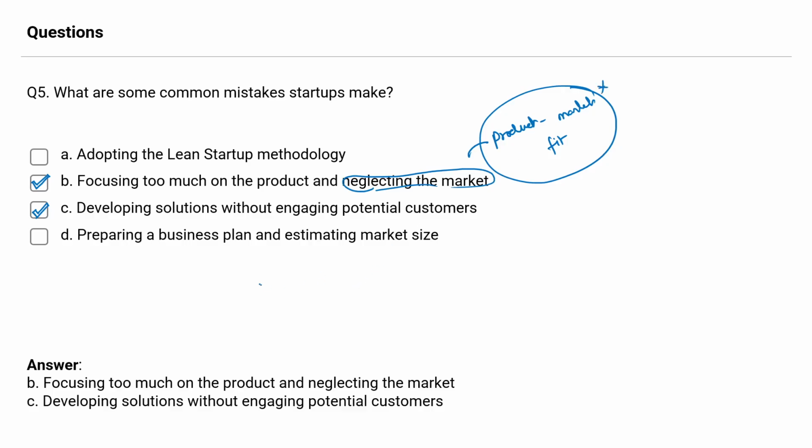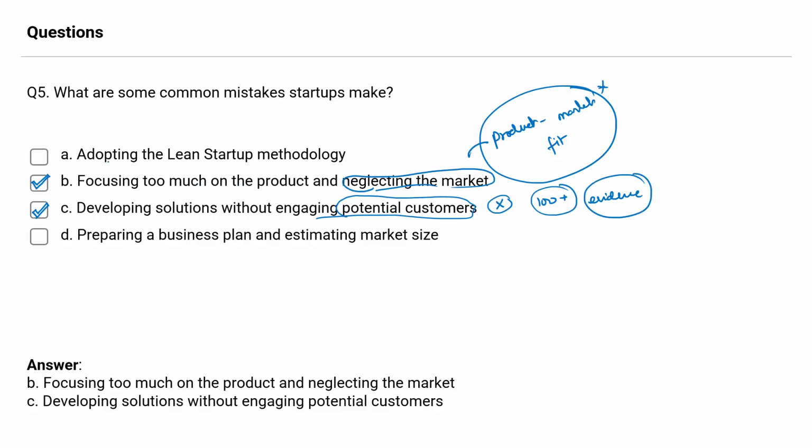Okay. And then developing solutions without engaging with the potential customers. Now, we have already seen that potential customers are very, very critical. You've got to meet 100 plus users, customers to identify your problem area, to find the evidence in terms of entrepreneurship. So, both of these are very, very common mistakes.